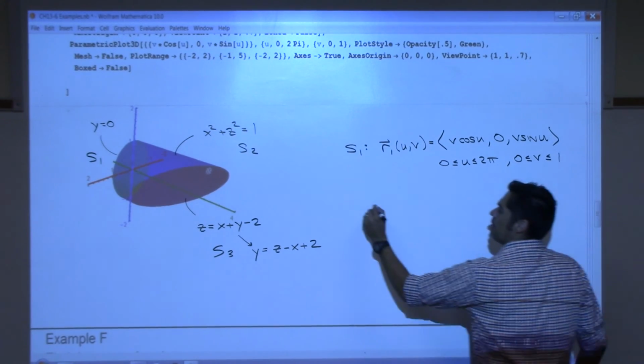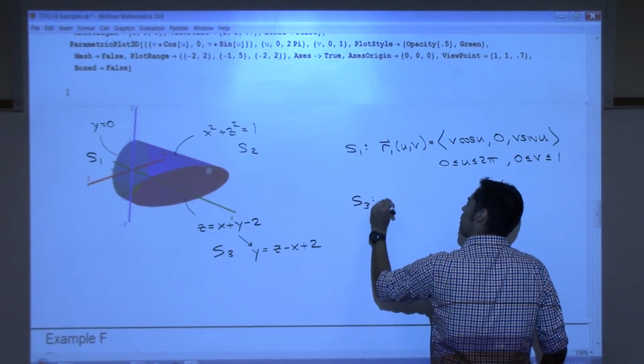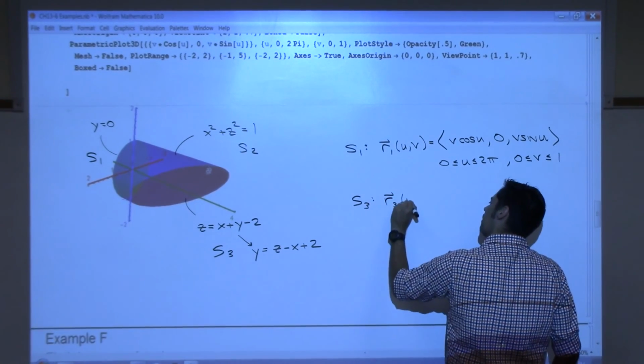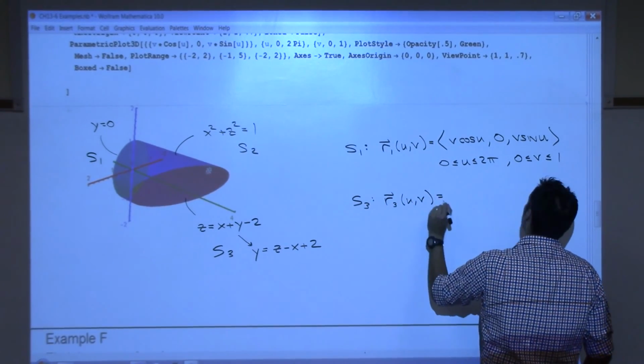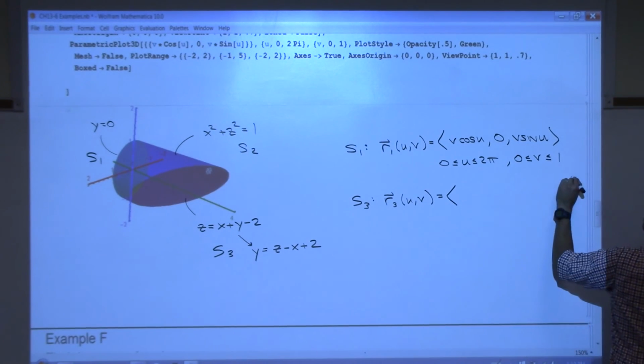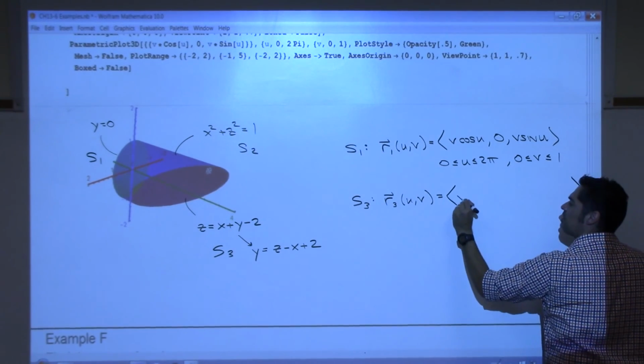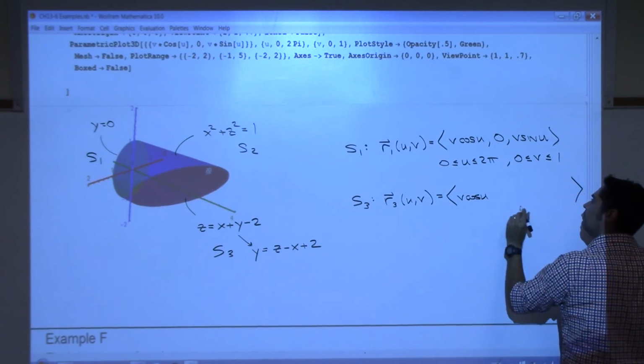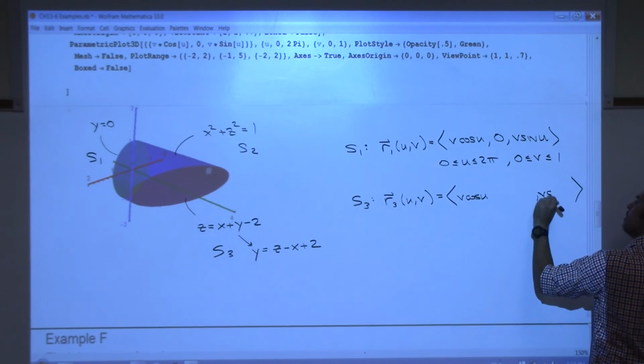So let me write this down. S sub 3 is r sub 3 of uv. And this should be equal to, I know that my x component must be this. My z component must be this.